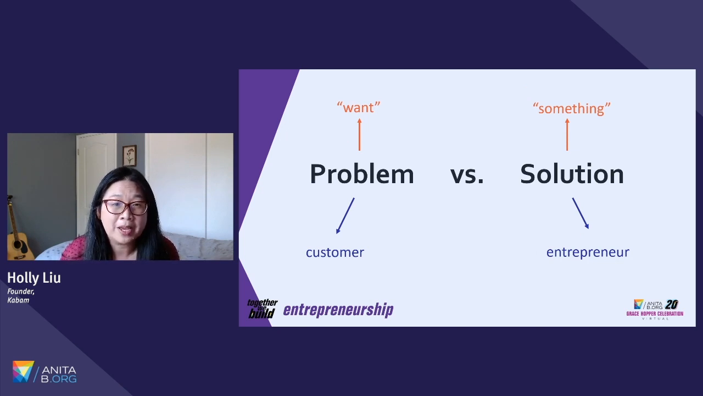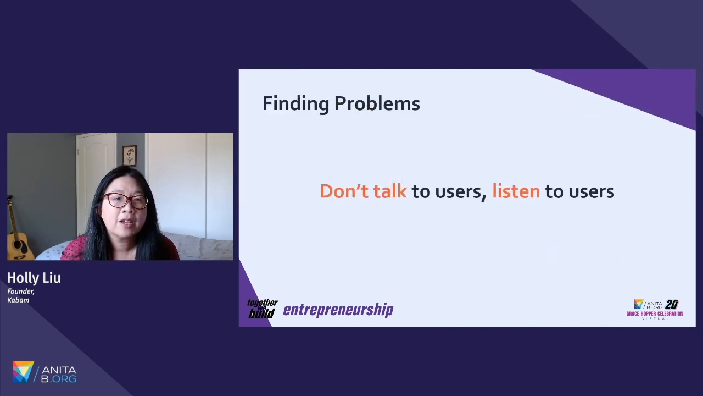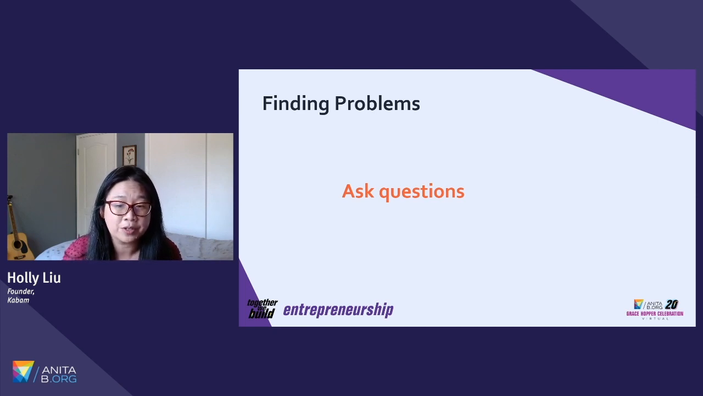Oftentimes when we look at problem and solution, we think that we might own the problem as the founder, and we also own the solution. But reality is it's the customer or the user that has the problem, and you as the entrepreneur and the founder are supposed to find that problem and create a solution for them that fixes their problem. So when finding problems, some of the things that we like to say is talk to users. But what I like to say is don't talk to users, listen to users. The second thing in finding problems is you should ask questions from your users.